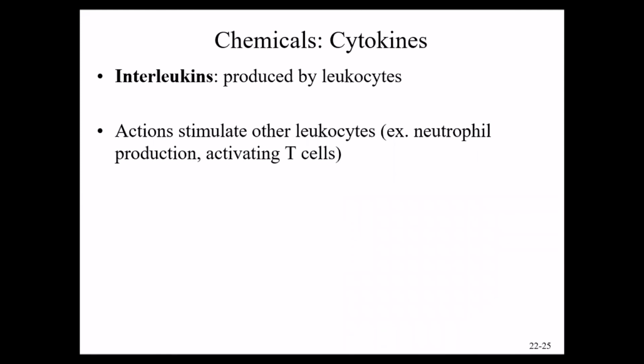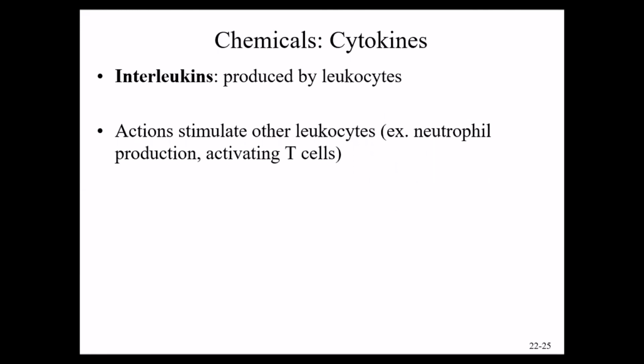Now, the third type of cytokine is something called an interleukin. The prefix inter here means between, and leukin refers to leukocytes, white blood cells. And so these chemicals are made by white blood cells, and they're used to stimulate additional white blood cells to try to ramp up the process of your immune defense.